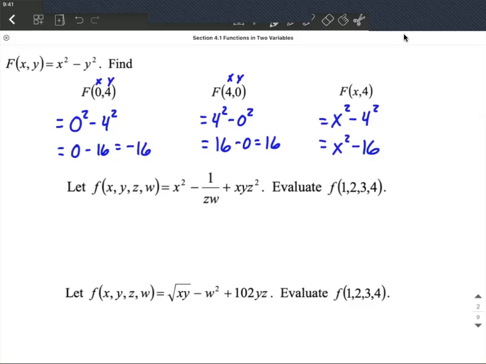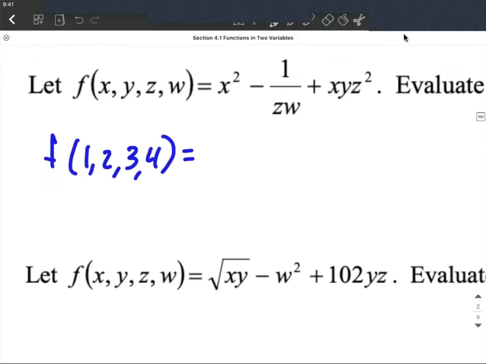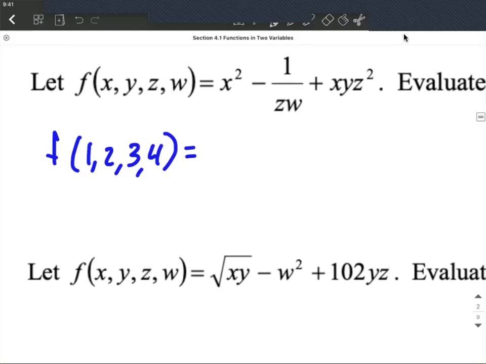Now what about when they get a little bit more complicated? So in this next one, we have a function defined in 4 variables. So what we want to do if we're trying to evaluate f of 1, 2, 3, 4 is you want to be careful and basically line everything up. So as you take a look at this, you'll notice that x is going to be replaced with 1.